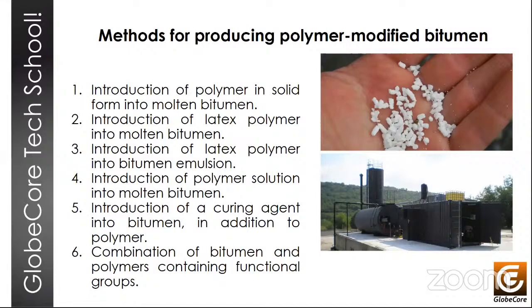We can introduce a solid polymer into the bitumen melt. We can introduce the polymer in the form of latex into the bitumen melt. We can bring the polymer in the form of latex into a bitumen emulsion. We can mix a polymer solution into the bitumen melt, or we can introduce a curing agent into the bitumen in addition to the polymer. And it's the combination of bitumen and polymers that contain functional groups. One of the most common is the first method. The polymer is introduced into bitumen in the form of a powder, which in some cases, to prevent sintering, is applied to a mineral filler.